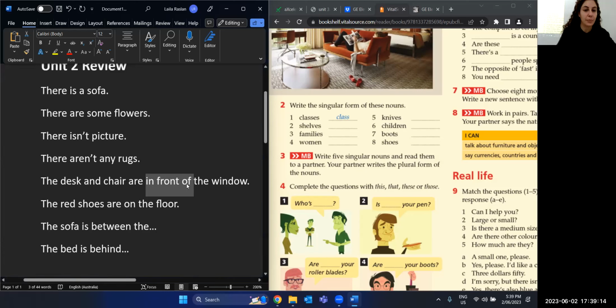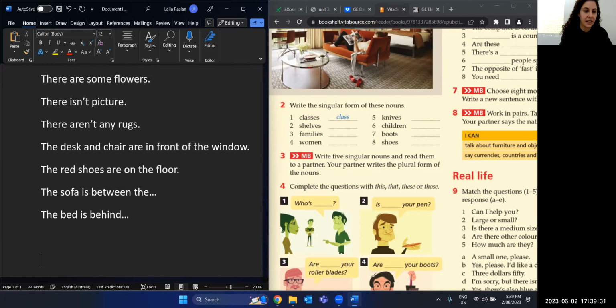Another preposition of place, of. No, between by itself. No, this all goes together. There are other prepositions with of: in front of, next to, by the side of.